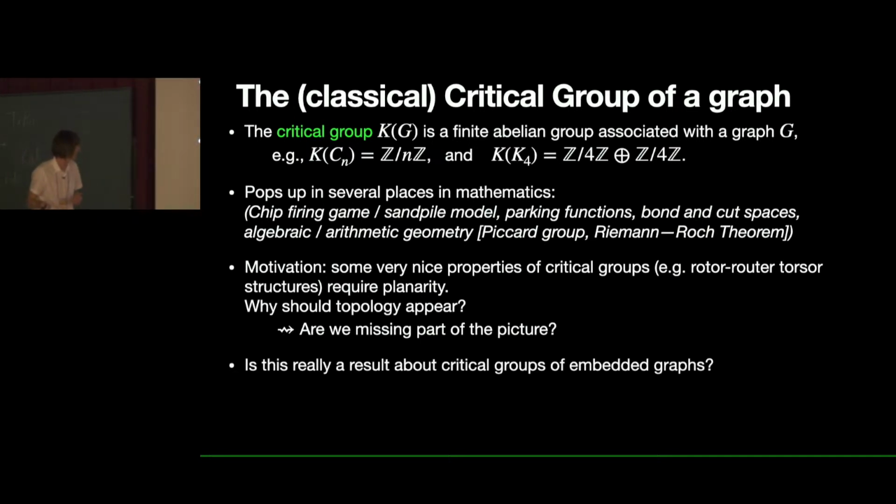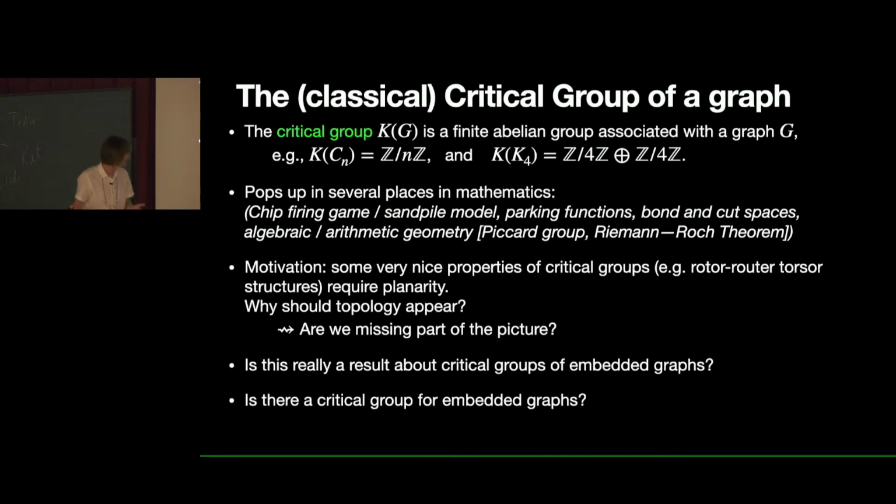So I want to understand that. And there's a question about, is this really a result about the critical group of embedded graphs rather than abstract graphs, once you start getting these plane conditions in? So this is a question I want to answer, and the first thing you need to address is, first of all, is there actually a critical group for embedded graphs? And this is really the starting point for what I'm interested in. Okay, so the first step is I want to define one, and I'm just going to take you through the thinking about this today and the philosophy.